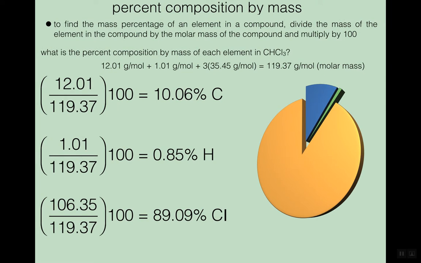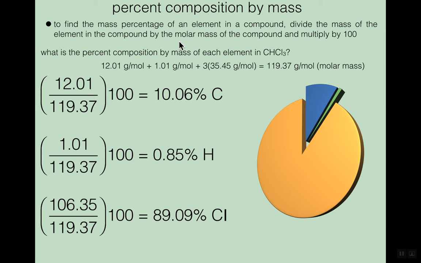All right, so this particular lesson is on calculating the percent composition by mass of elements in a compound. To find the mass percent of an element in a compound, you simply divide the mass of the element in that compound by the molar mass of the compound and then multiply by 100 to give you percent. So pretty easy to do.